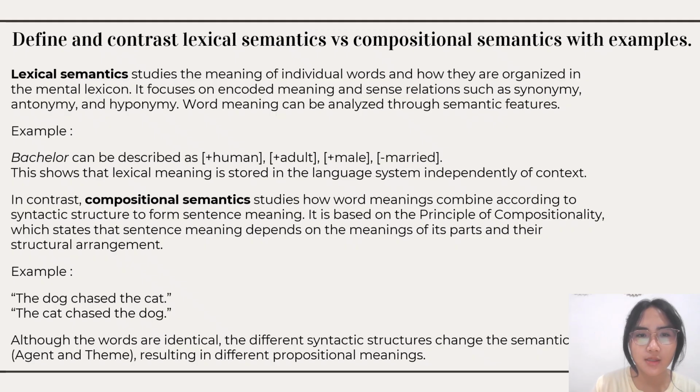Lexical semantics studies the meaning of individual words and how they are organized in the mental lexicon. It focuses on encoded meaning and sense relations such as synonym, antonym, and hyponym. Word meaning can be analyzed through semantic features. For example, bachelor can be described as human, adult, male, and unmarried. This shows that lexical meaning is stored in the language system independently of context.